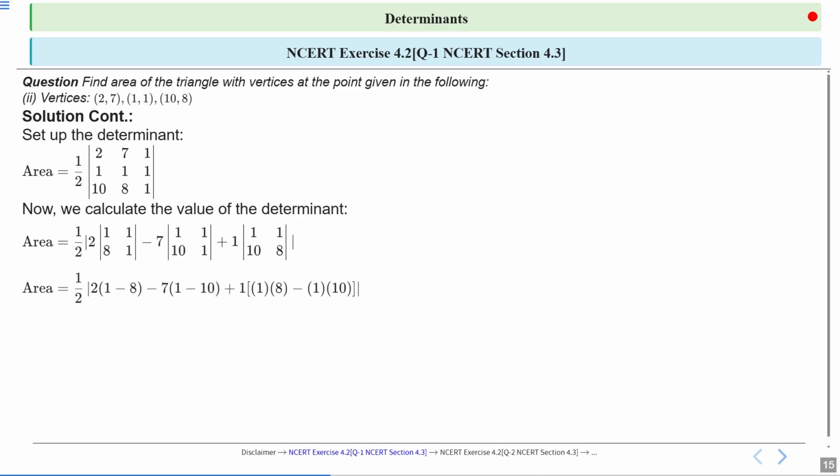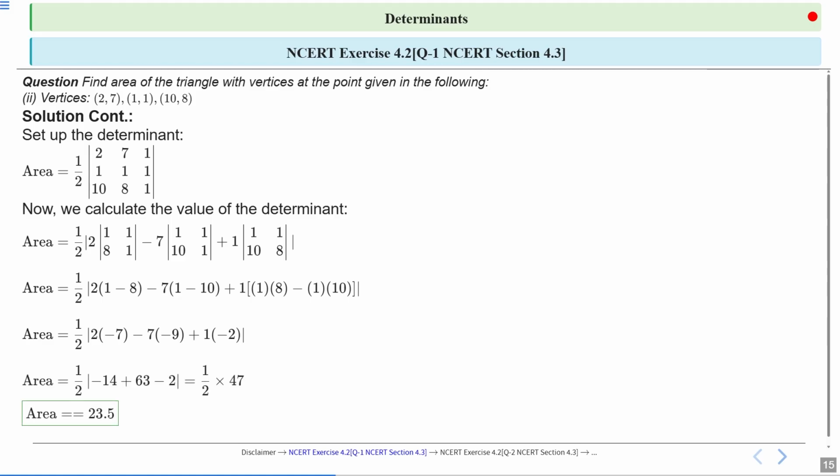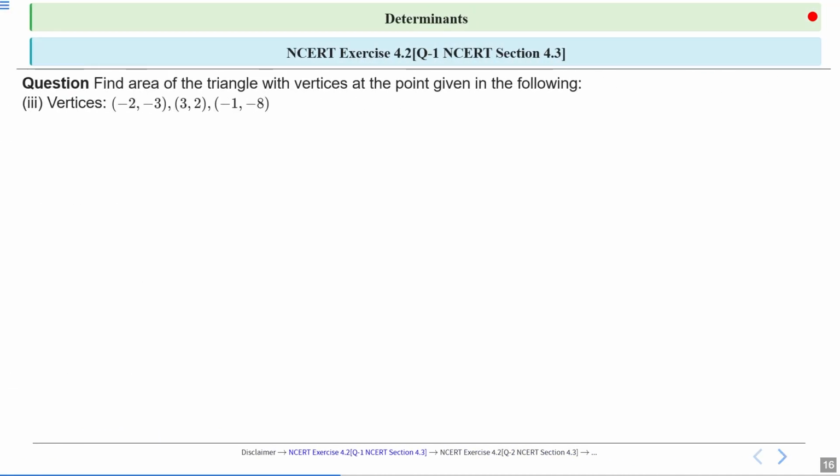So we get 1 by 2, 2 into (1 minus 8), minus 7 into (1 minus 10), plus 1 into (8 minus 1 into 10). That is 1 by 2, 2 into minus 7, minus 7 into minus 9, plus 1 into minus 2. So when we simplify, we get 1 by 2 in mod (minus 14 plus 63 minus 2), that is 1 by 2 into 47, that is same as we previously found using that formula. So we get 47 by 2, that is 23.5. That is the area of the triangle.